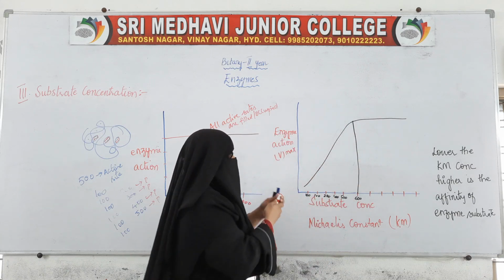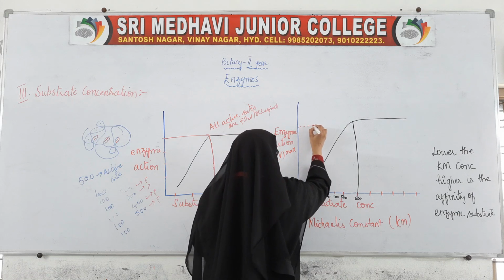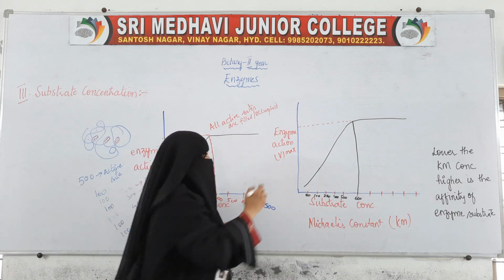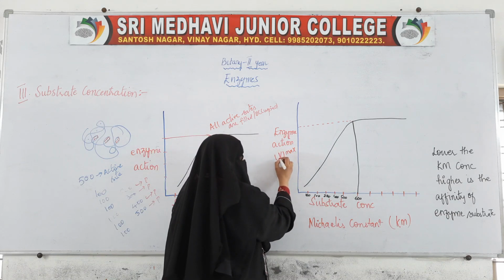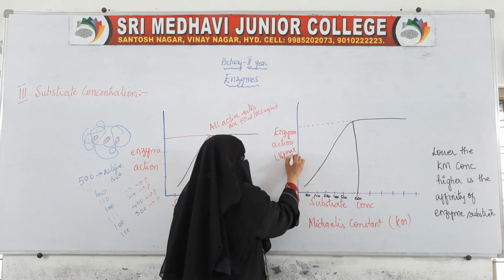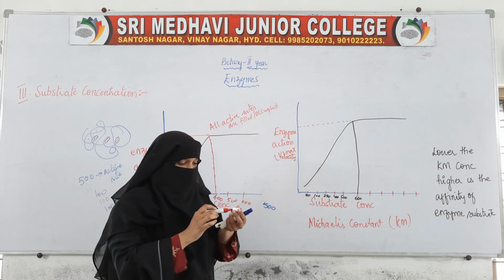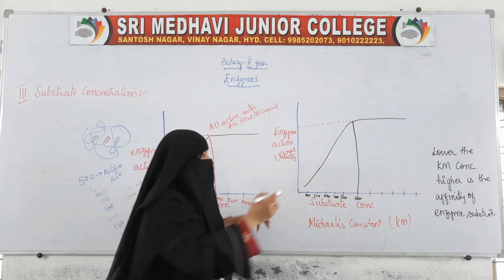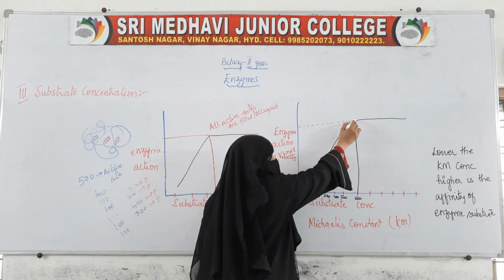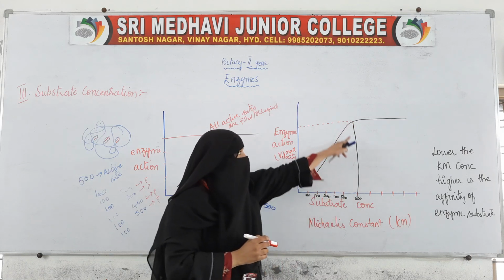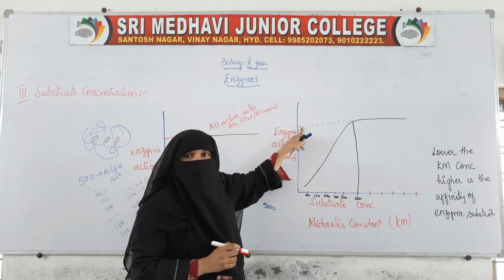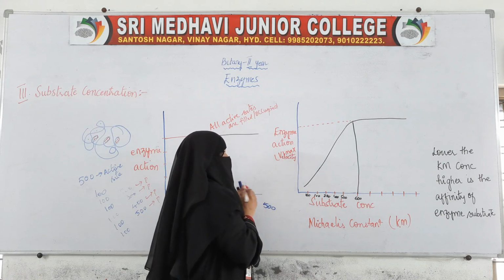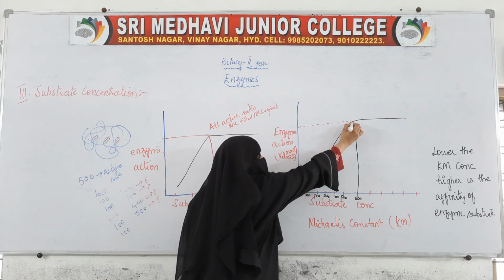Okay. So now this is the maximum velocity, that is maximum enzyme action. Instead of enzyme action we can also write velocity. Velocity, that is enzyme action, is nothing but the speed at which the action is taking place. So at this concentration of substrate, the enzymatic activity is maximum. Now here all the empty sites are filled. So this is your Vmax.